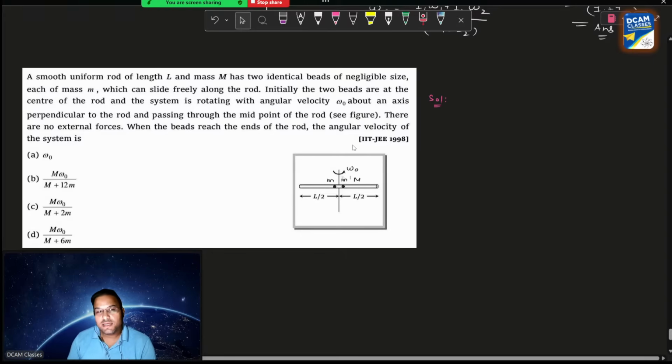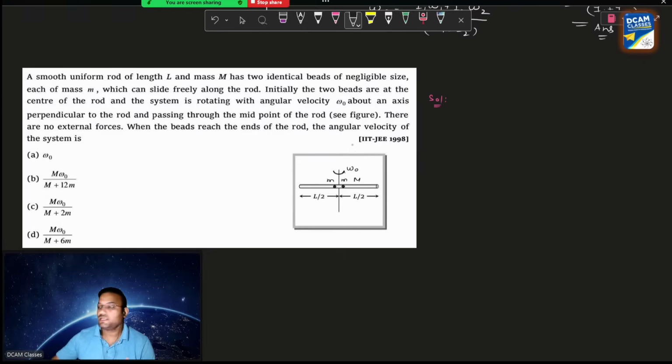This is very easy. See, the situation initially is that only the rod is rotating. So the law of conservation of angular momentum will apply. Why? Because no external torque is acting. Law of conservation of angular momentum.